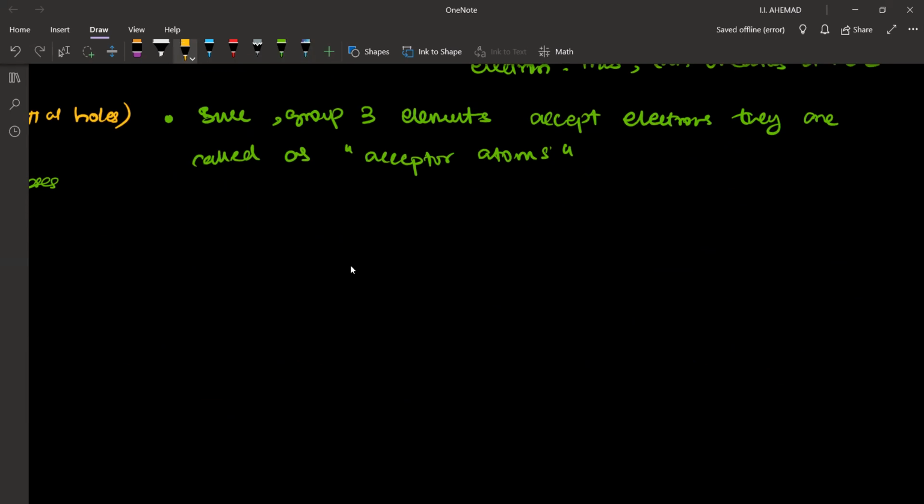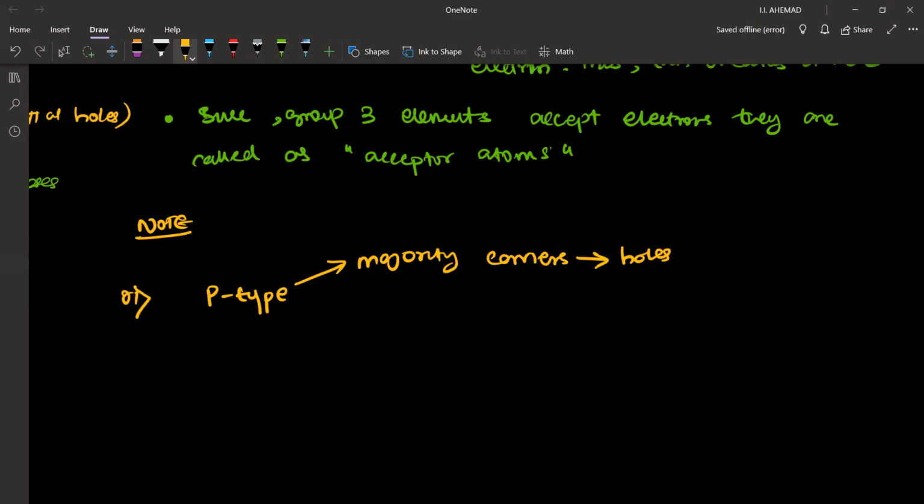Note number one. In p-type, the majority carrier is the holes, and the minority carrier is the electrons.